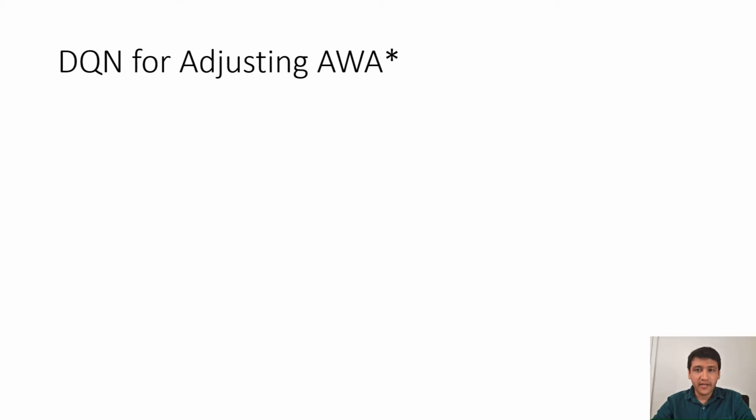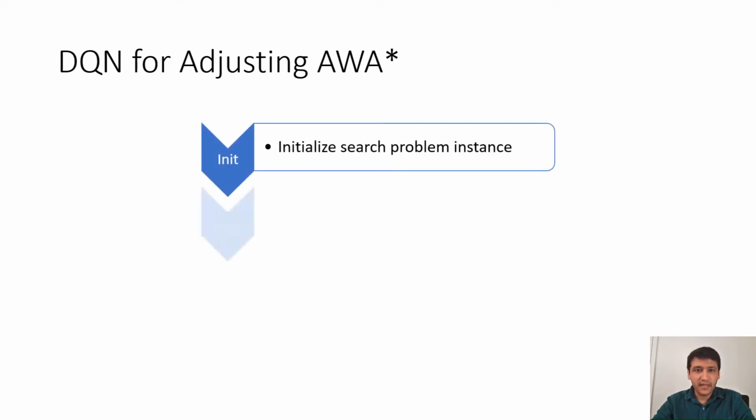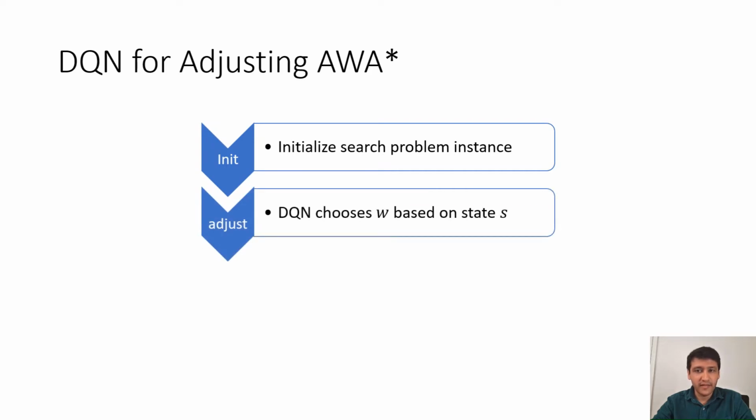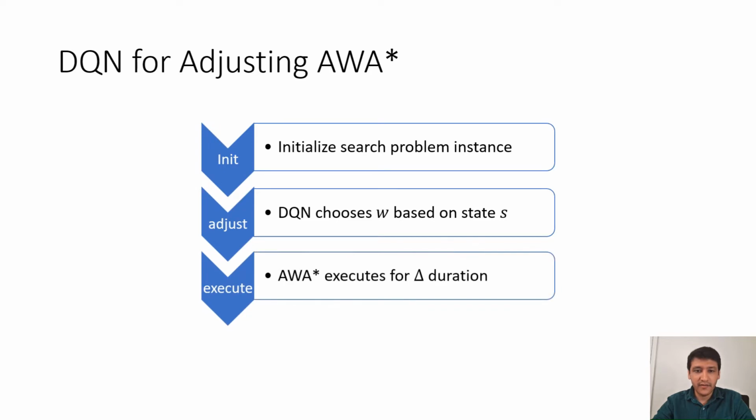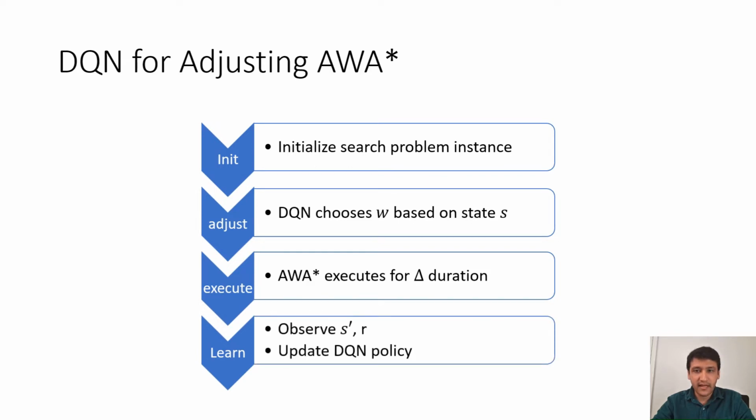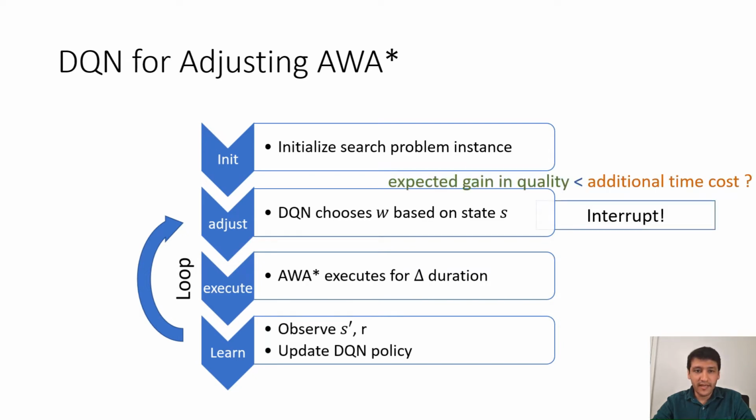An episode of DQN corresponds to an execution of AWA star on one search problem instance. It looks as follows. It starts with initializing our search problem instance. Then the DQN picks a weight based on the meta level state, and continues the execution of AWA star for delta duration. After that duration, it observes a new meta level state and gets a reward which equals the improvement in the utility. Then DQN updates its policy based on feedback. This loop of adjusting, executing, and learning continues until the episode ends, which happens if either AWA star finds the optimal solution or DQN interrupts the algorithm if it believes that continuing the search is not worth an additional time overhead.